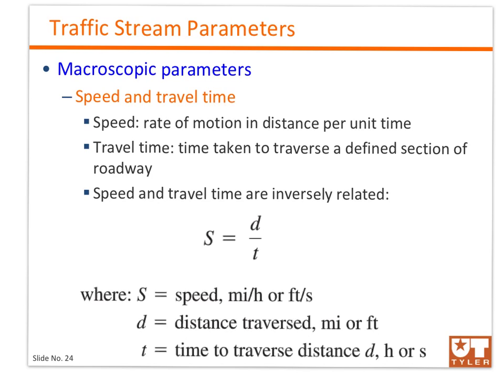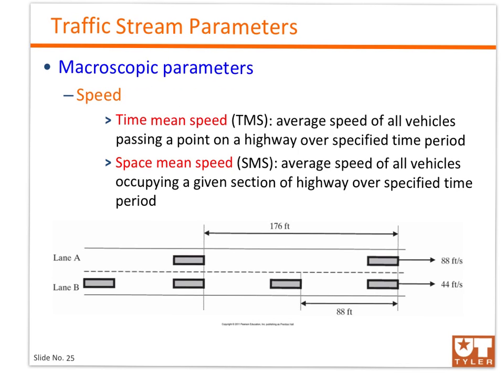So to simplify what we just said, the speed and travel time can be inversely related in this equation here. So S is the speed, miles per hour or feet per second, equal the distance traversed, either miles or feet, over T, and that would be the time. So that would be the time to traverse distance D, and that typically we deal with it as hours or as seconds.